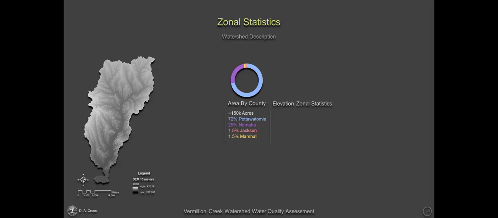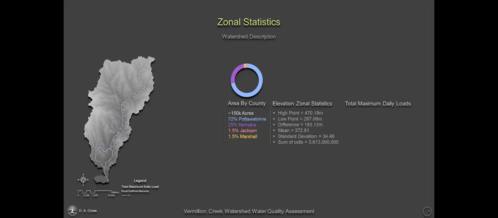Some elevational information on our watershed is our high point is at 470.19 meters and our low point is at 287.06 meters, with a difference of 183.13 meters.